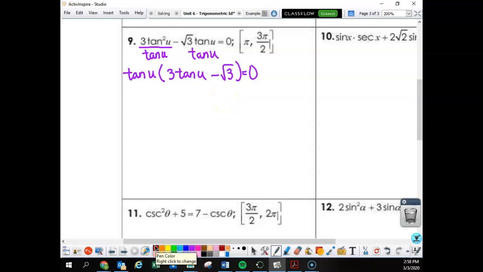So again, zero product property. So I set both of them equal to 0. So tangent u equal to 0. And then 3 tangent minus the square root of 3 equals 0.